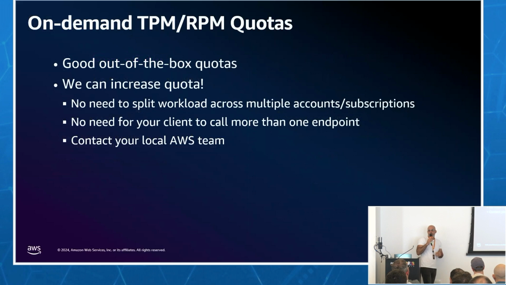So if you look at the quotas, you would see that out of the box it's pretty generous. It's big. For example, 2 million tokens for Claude Haiku out of the box. And if you need, we can increase the quota. So you don't have to split your workloads across multiple accounts or subscriptions. You don't need your client to call different endpoints in order to load balance and get more capacity. So just contact us, your local AWS team, and we would help with that.